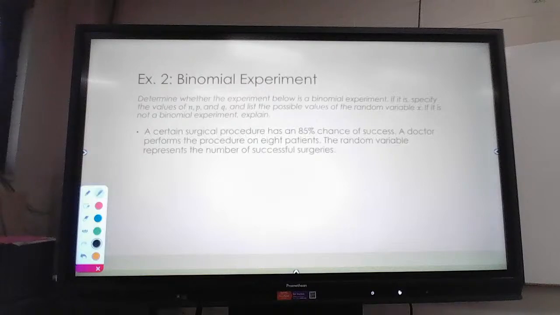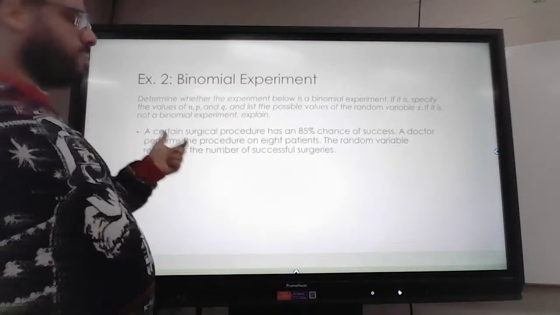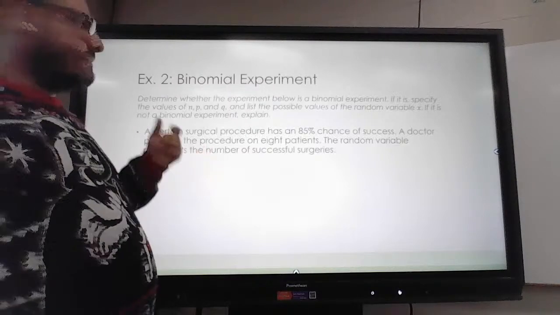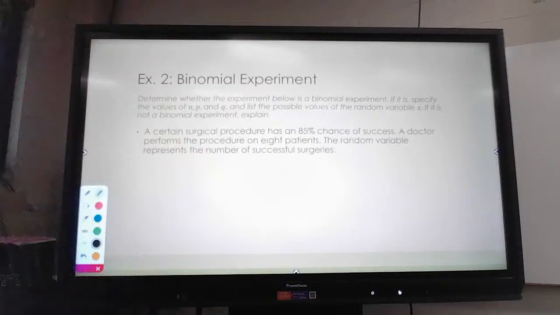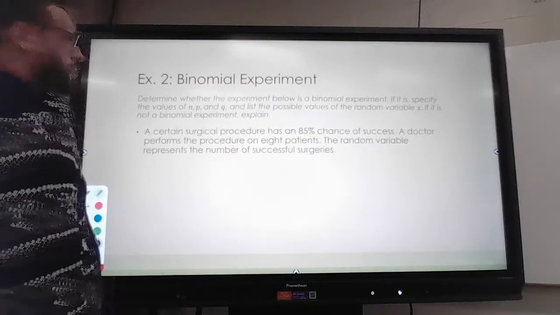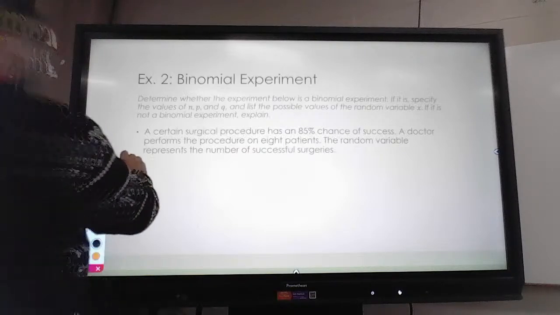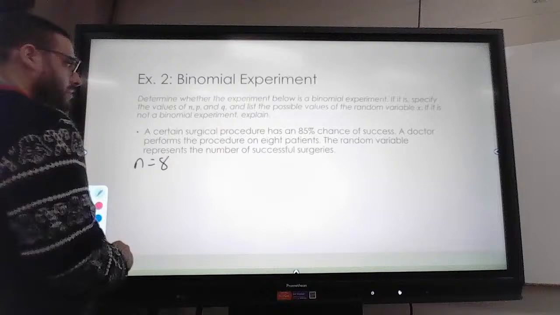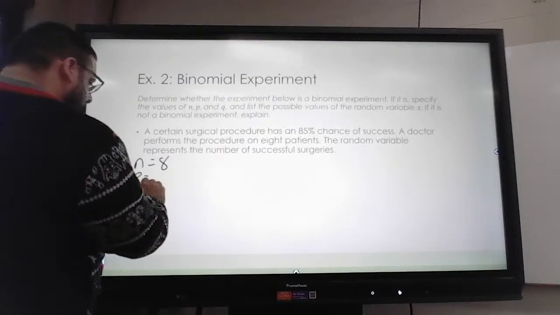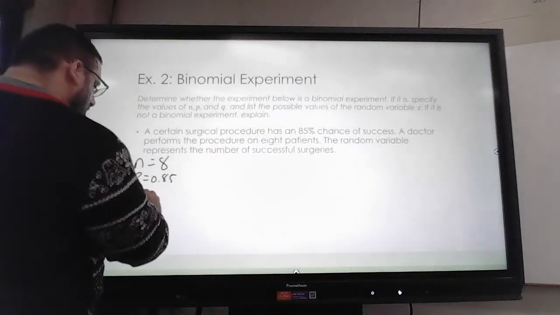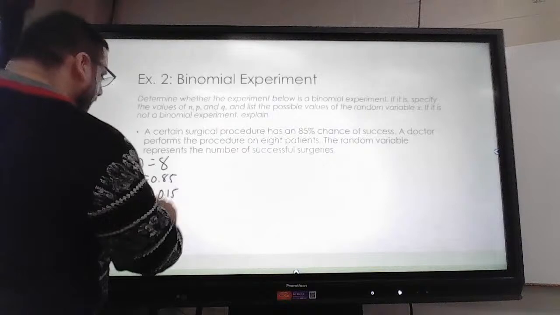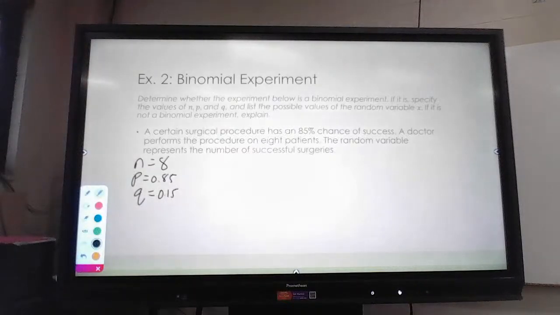Now we did something similar to this where we had 8 total possible outcomes, right? Not 8 total possible outcomes. We don't have 8 total possible outcomes. We have more than that. So we have 8 trials. Probability of success is 0.85. Probability of failure is 0.15, since 0.85 subtracted from 1 is 0.15.